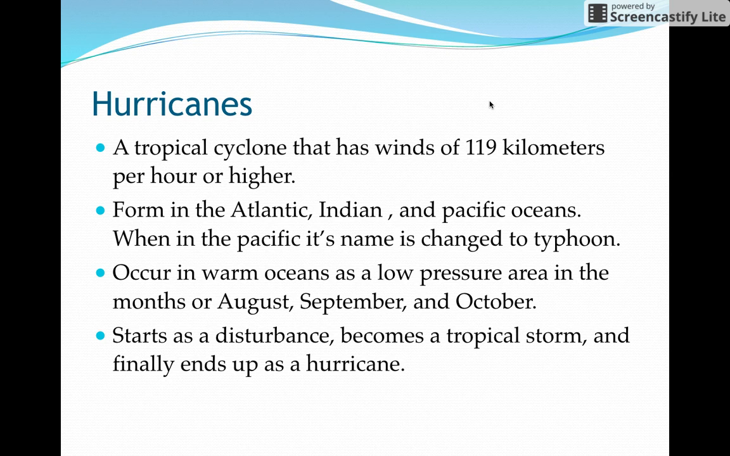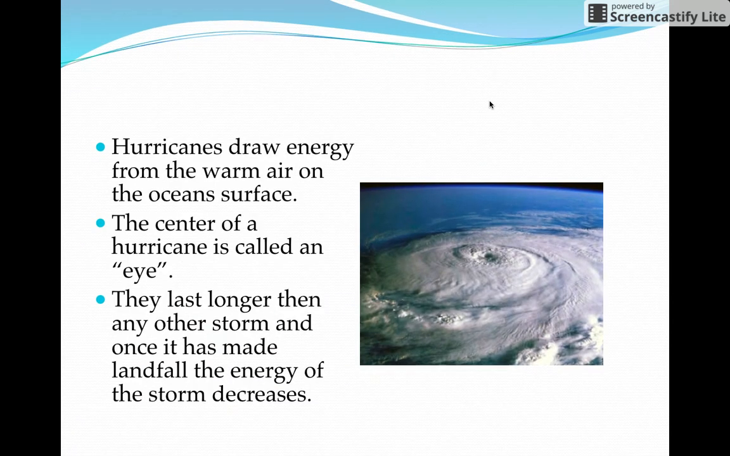Hurricanes. A tropical cyclone that has winds of 119 kilometers per hour or higher, forming in the Atlantic, Indian, and Pacific Oceans. When it is in the Pacific, its name is changed to a typhoon. They occur in warm oceans as a low pressure area in the months of August, September, and October. It starts as a disturbance, becomes a tropical storm, and finally ends up as a hurricane.